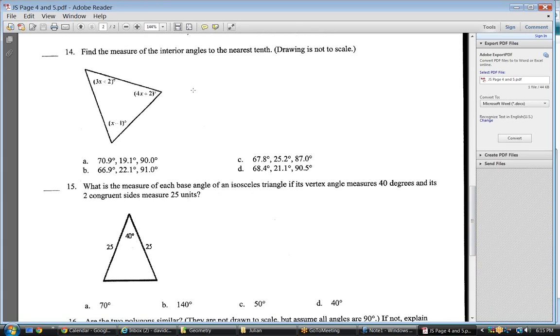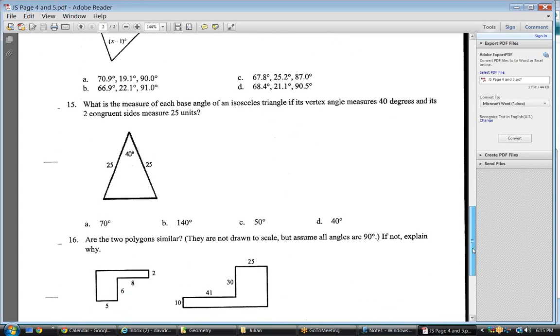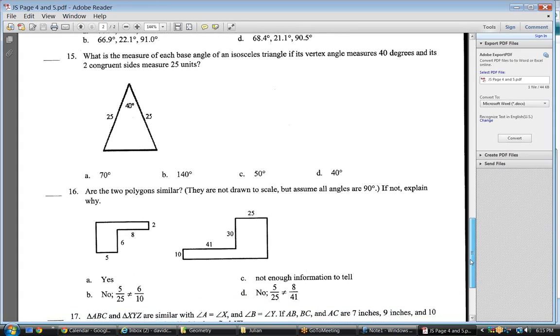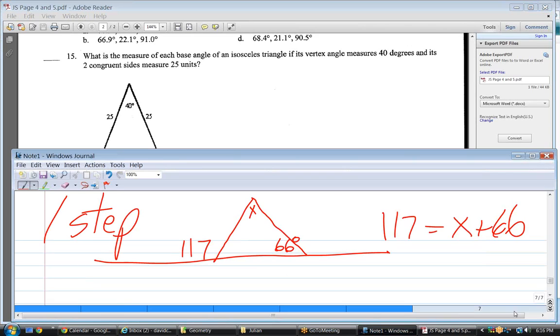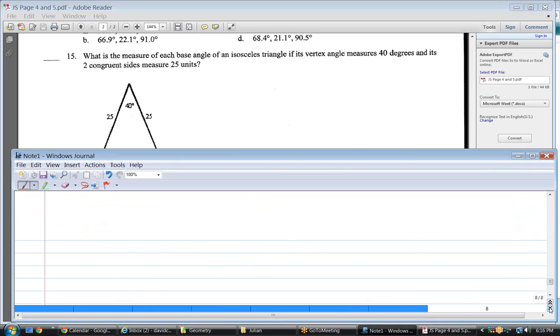But the key here is you're not solving for x. They want the measurement of each angle. So you have to do 2 steps. You have to solve for x, and then you have to substitute it in to calculate each of those angles. It's the equation. What are these angles? 170. Okay, let me give you another one.